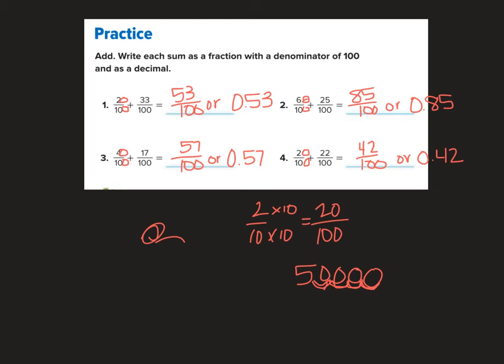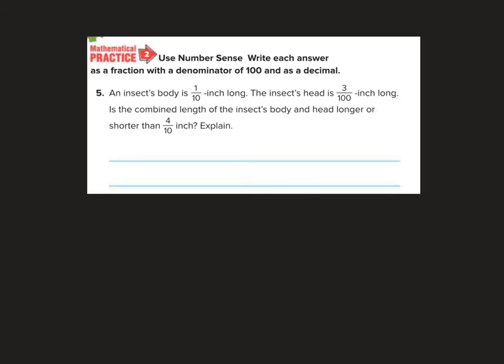Okay, got a couple more problems here. Use number sense, write each answer as a fraction. Okay, an insect's body is 1/10 inch long. I could also write that as 0 and 1/10. The insect's head is 3/100ths of an inch long. So that'd be written as 0 and 3/100ths. Is the combined length of the insect's body and head longer or shorter than 4/10 of an inch? Explain. Okay, so first I'm going to add 1/10 and 3/100ths together.